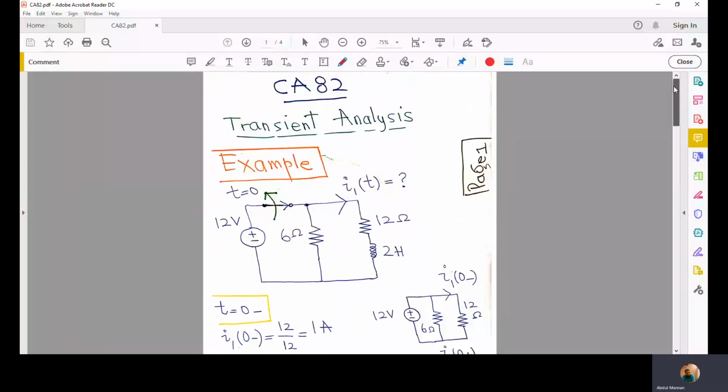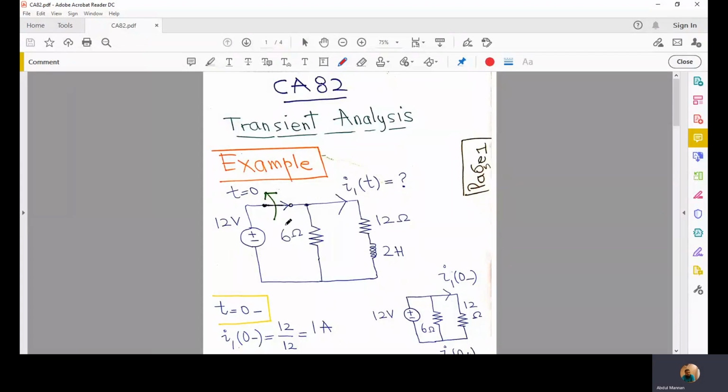Welcome to the 82nd lecture. We are studying transient analysis, and in this lecture, we will solve an example containing resistors and an inductor and a DC voltage source in the presence of a switch which remained closed for a very long time until this circuit achieved steady state, and it was then opened at time t equals 0, and we have to find I1 of t.